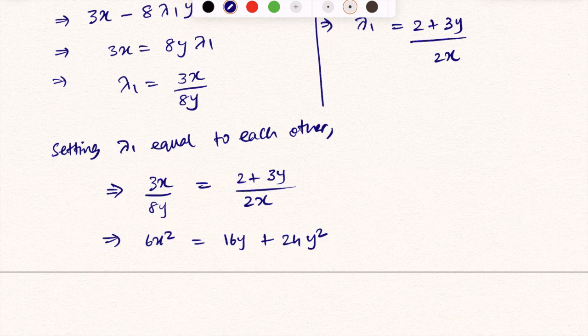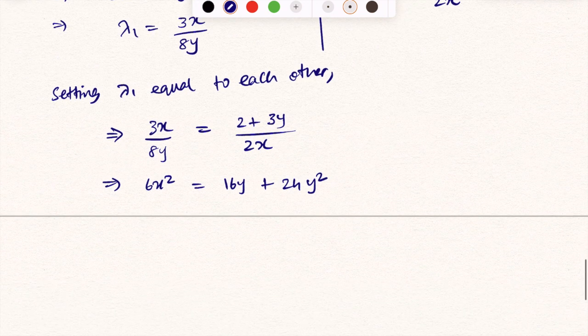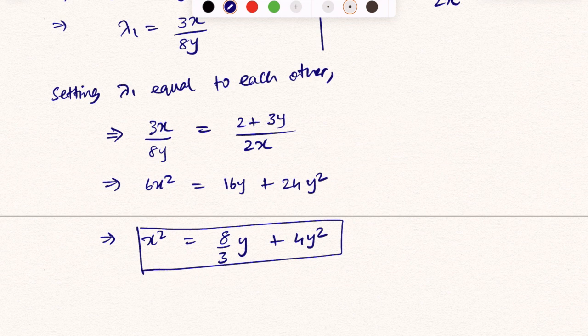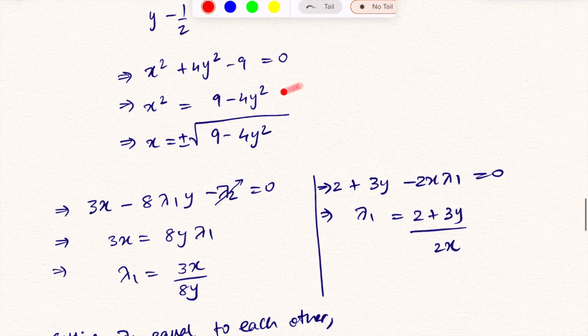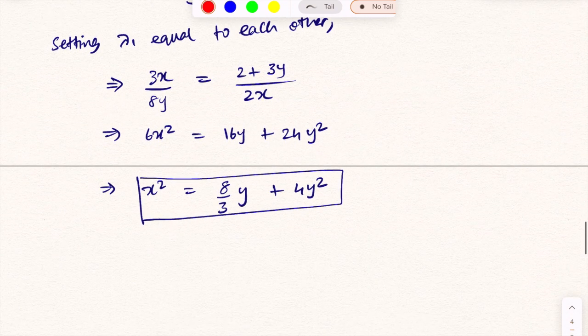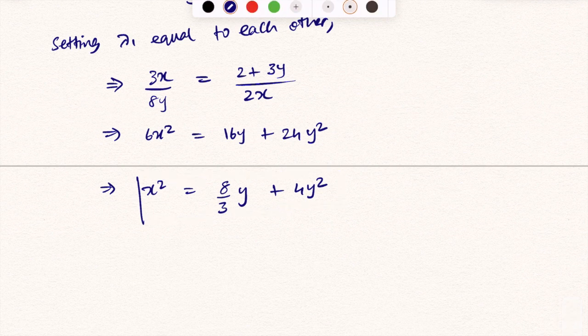Again, I'm going to divide by 6 over here. So let's see, you have x squared is equal to 16y by 6. We can express that as 8 by 3y plus 4y squared. And so we have this equation for x, which we can plug in to this equation for x that we defined earlier here, which is x squared equals 9 minus 4y squared. So let's do that.